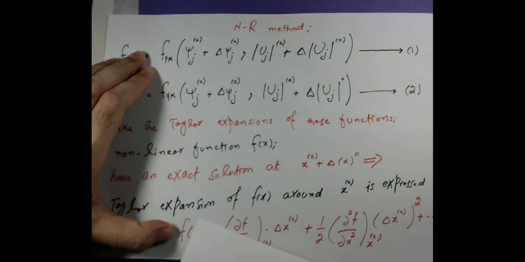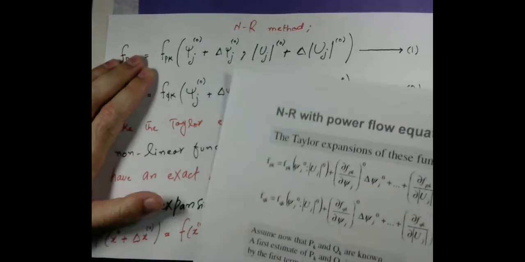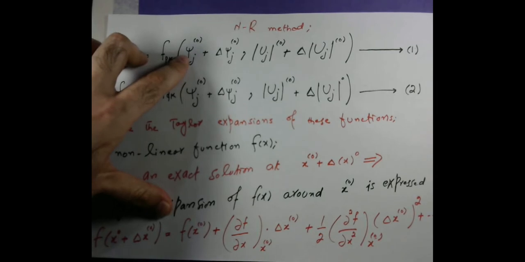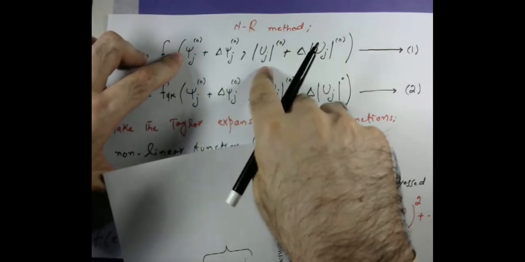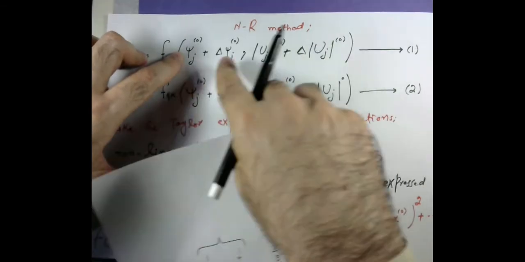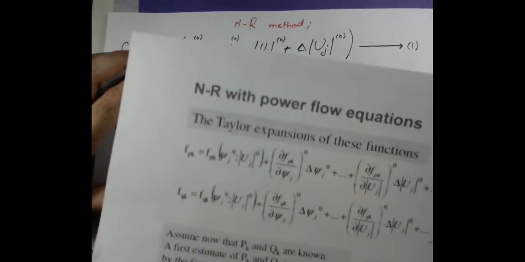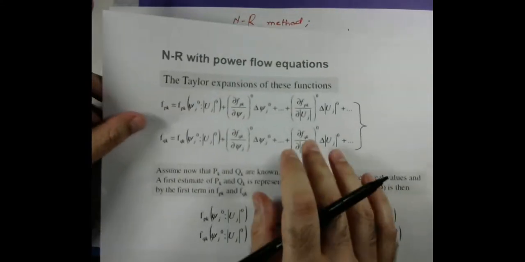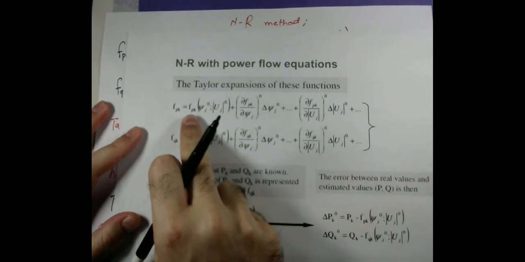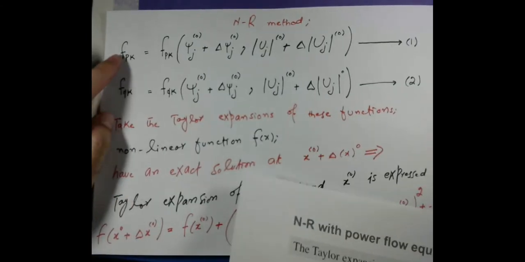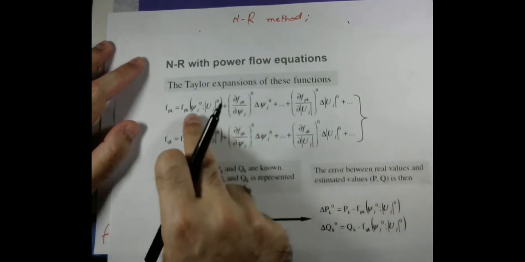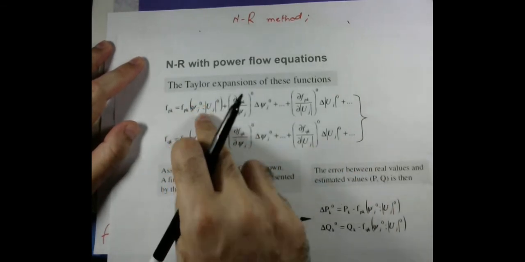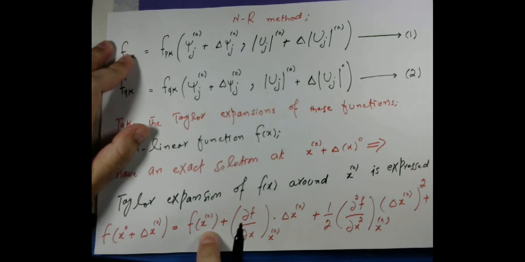By analogy, the first term would become, knowing that we have the estimate and the error in this estimate, and we have two parameters or variables involved: one is the angle, one is the voltage. So the Taylor expansion of these two functions will look like that. This is the Taylor expansion of the power flow equations. It will have this term. Likewise, we have here the first term.